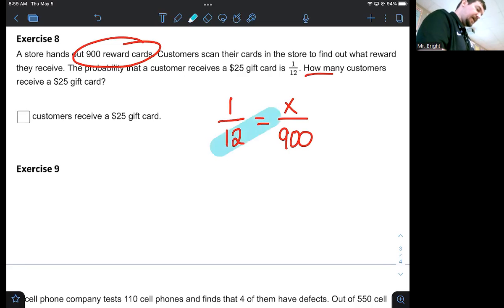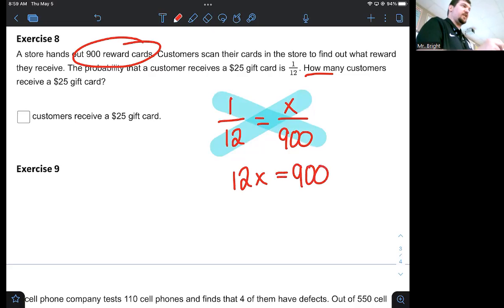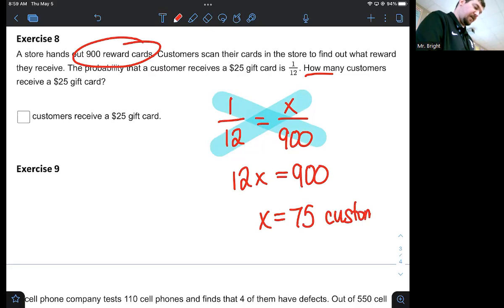What's 12 times X? Good. What's 1 times 900? And so ultimately you end up just dividing 900 by 12, which I know that's what some of you were going to say to do, but I wanted to see your full work. What is that, Branson? X equals 75, and it says how many customers? So 75 customers are going to win that $25.